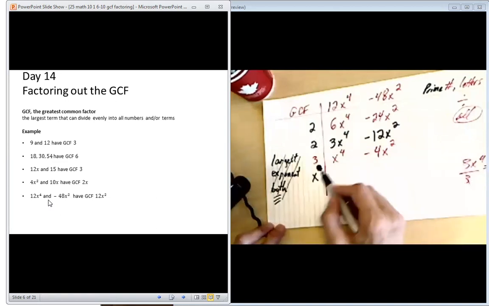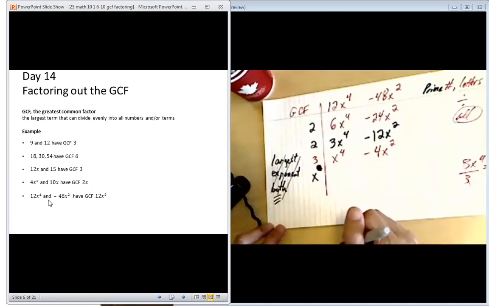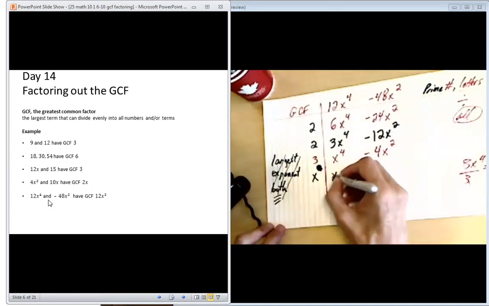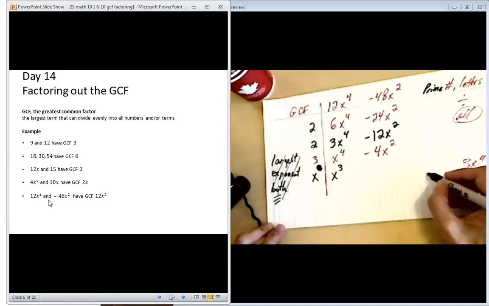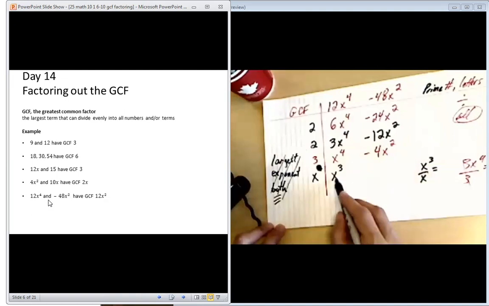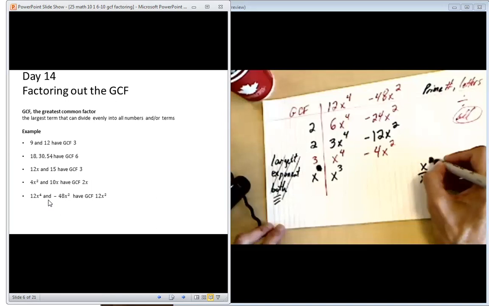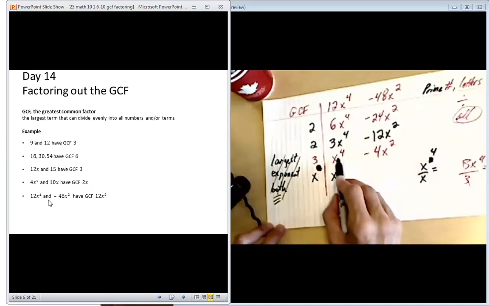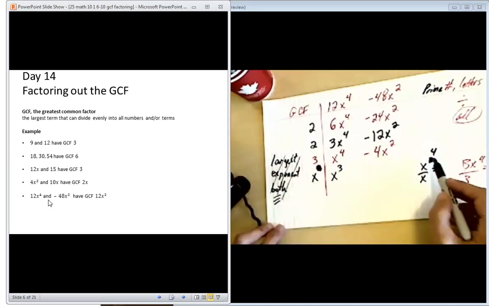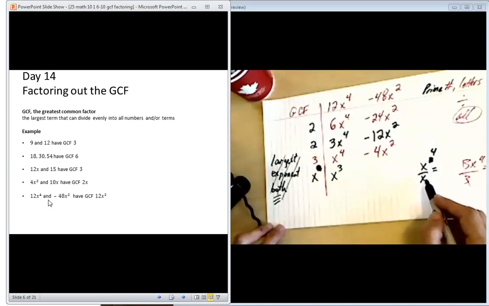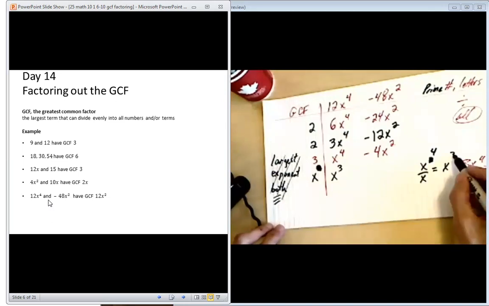So x to the 4 divided by x, what does that give you? x to the 3. Off to the side, you can go x to the 4 divided by x. That's what we're doing, right? We're dividing this x to the 4 by this x to get x cubed. Subtract the exponents. You get x to the 3.